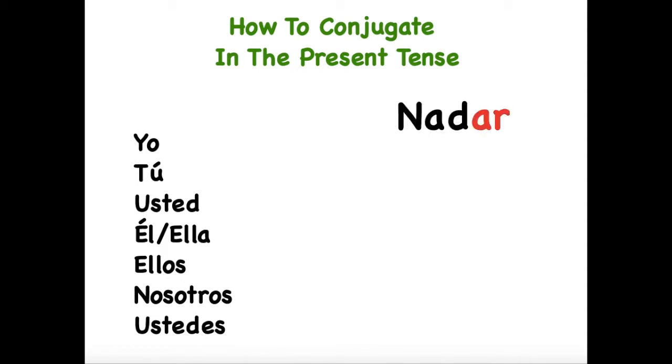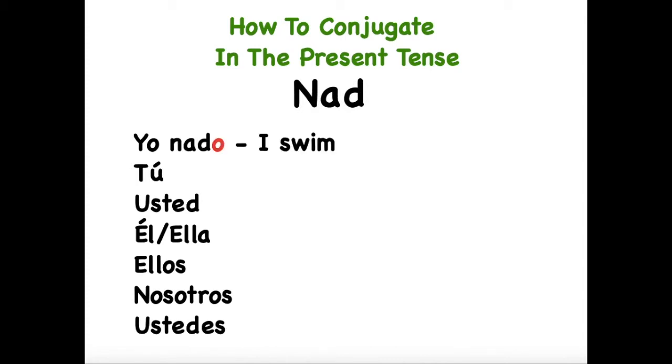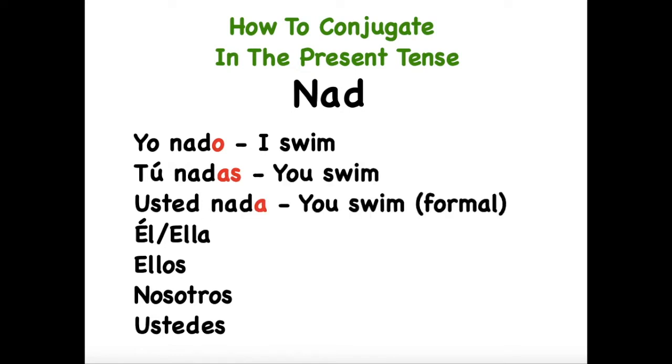And it's an AR verb, so the formula is verb minus AR plus stem, and according to the formula, I've got to get rid of that AR and put what's left next to all these pronouns. Yo nado, I swim. Tú nadas, you swim. Usted nada, you swim, formally.